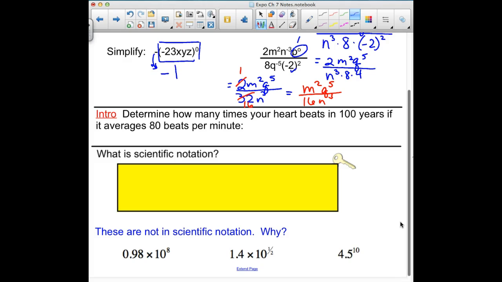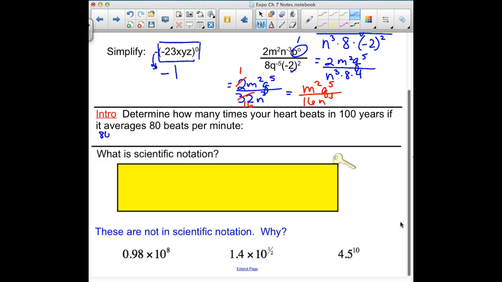All right. Now, why do we even need to know scientific notation? Because often we're dealing with very large or very small numbers. So, scientific notation is a way to make these more workable. Our little intro question: determine how many times your heart beats in 100 years if it averages 80 beats per minute. So if you think about that, we have to somehow get from 80 beats per minute to how many beats we have in 100 years. We have to do some converting.